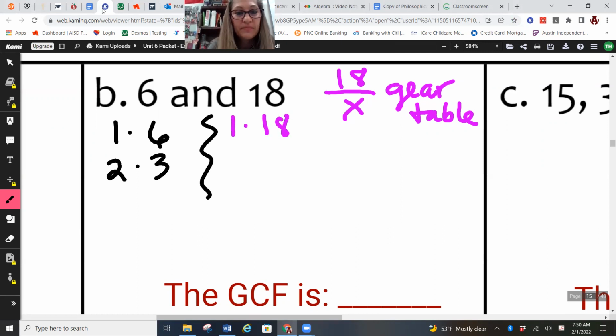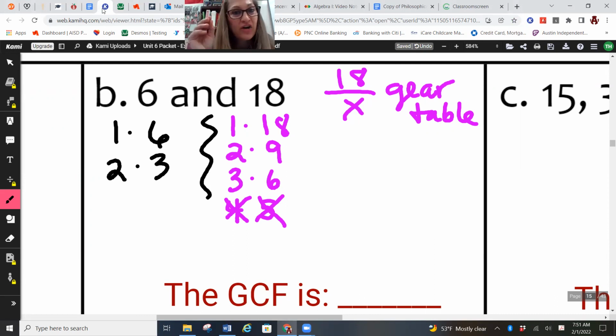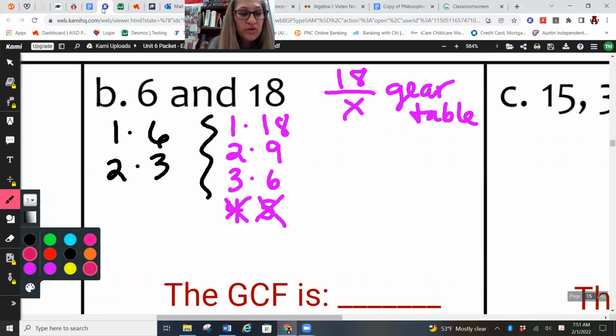1 times 18. I like to go in order, so I always start with 1 times the number that they gave me. Now, 18 is an even number, so I know it's 2 times something. It's 2 times 9. All right. Can 3 divide into 18? Yes, 3 times 6. Can 4 go into 18? No. Can 5 go into 18? No, because this number doesn't end in a 0 or a 5. Okay, can 6? Oh, I already listed 6. So once I go through 1, 2, 3, 4, 5, 6, and I've already got a 6 on my list, I know that I've met all of the choices.